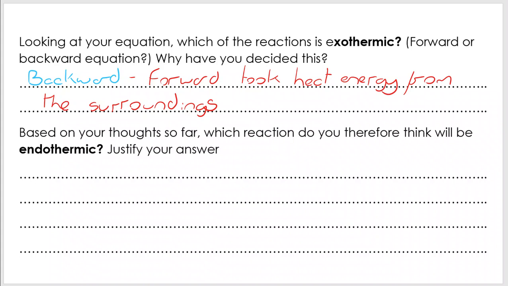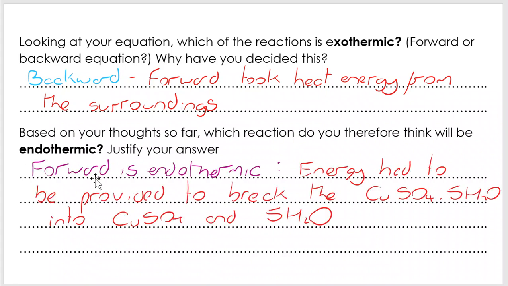The forward reaction took heat energy from the surroundings. Again, a reminder, we know that because we were breaking things apart. That was spoken about in the previous chapter in quite a lot of detail. So looking at it from a slightly different perspective, the forward is endothermic because energy had to be provided to break the CuSO4.5H2O into the copper sulfate and water molecules. Breaking a bond is endothermic, making a bond is exothermic.